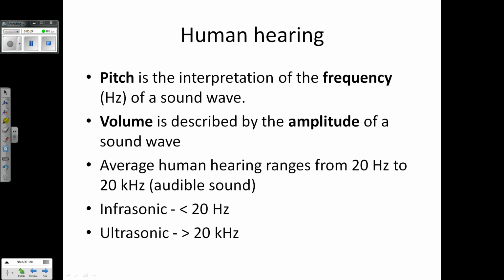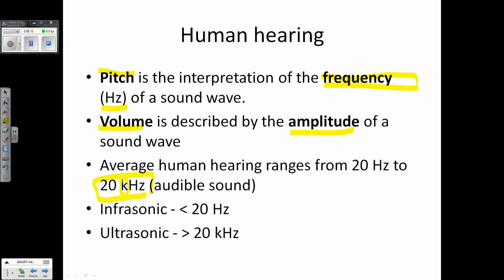Terms: pitch, again, is how you interpret frequency. And as before, frequency will be measured in hertz. Volume is going to be described by the amplitude of the sound wave. One last thing with this is dealing with human hearing. Since we're talking about how our ears interpret it, your ears are able to detect very certain types of sound waves. We can detect a range. So your ears can detect from 20 hertz to 20 kilohertz. If you recall, kilo stands for 1,000. So this is 20 to 20,000 hertz. That's the range of audible sound.